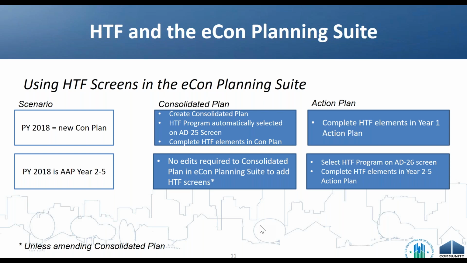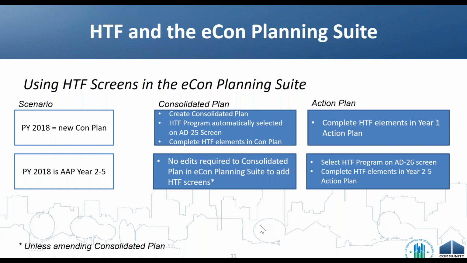Now in your action plan, it will be a little bit different. When you create your action plan, either by copying your prior action plan or creating a new action plan, you'll be able to include HTF as a resource. Your state grantees will automatically be included and you'll be expected to complete all of those HTF elements automatically in your action plan. You will, again, not be submitting a paper-based allocation plan.